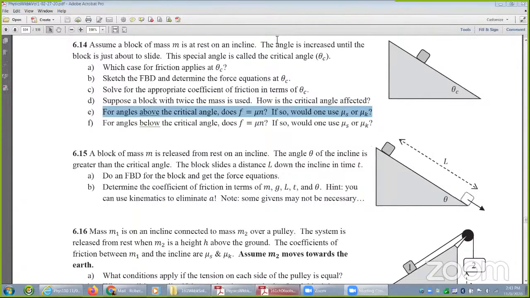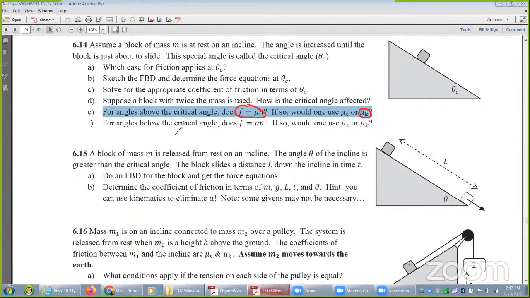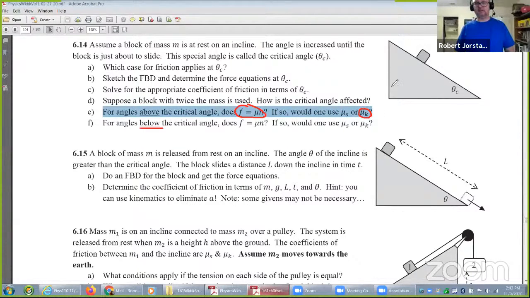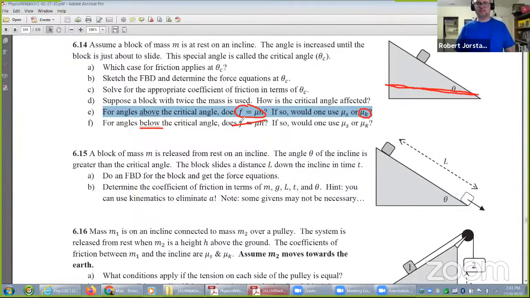If it's above the angle, wouldn't we not use mu static, and instead use mu kinetic? Correct. But this equation would still work as long as we just change the coefficient. Nice. What if we were below the critical angle? Then friction is less than mu static. Exactly. So this doesn't apply anymore, and friction is less than mu static times the normal force.